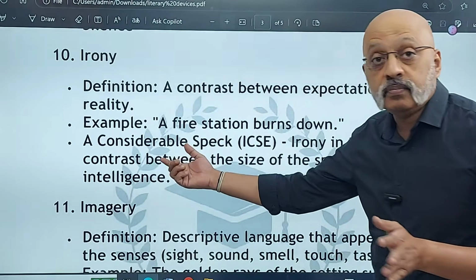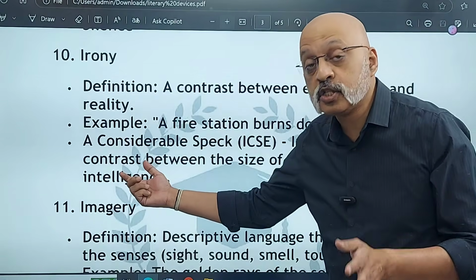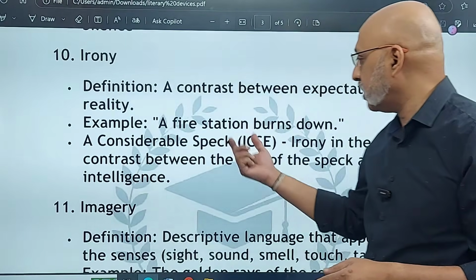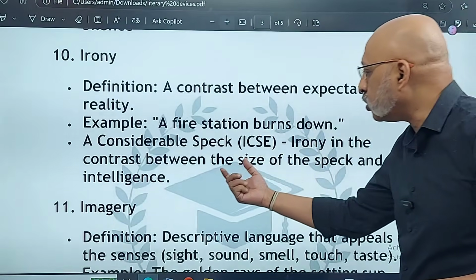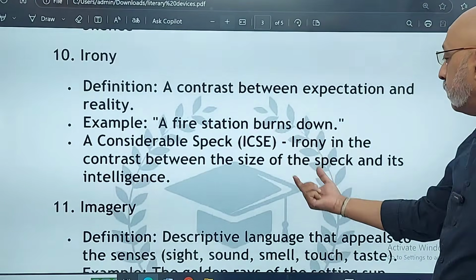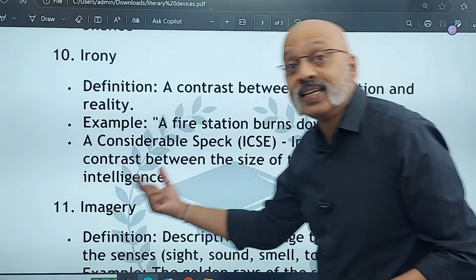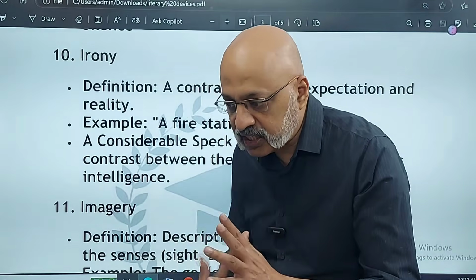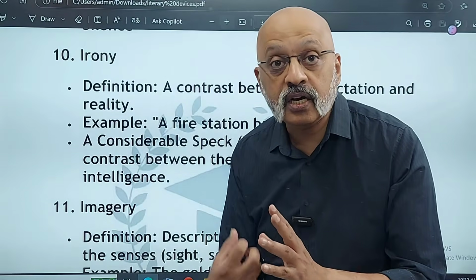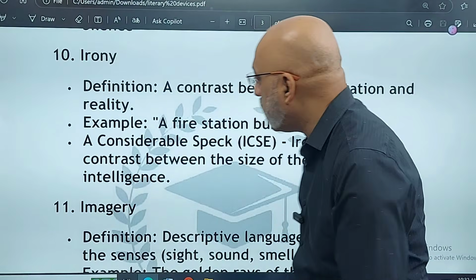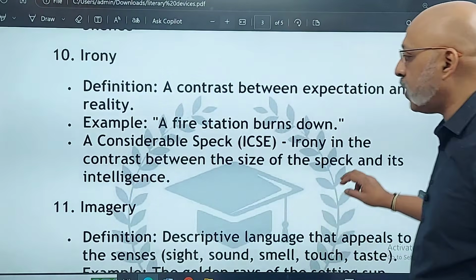Okay. This is in your considerable spec, which is in your ICSE class 10 poem. Irony in the contrast between the size of the mite, the speck, and its intelligence, its urge to escape, its urge to save its life, right? So that is again a use of irony.